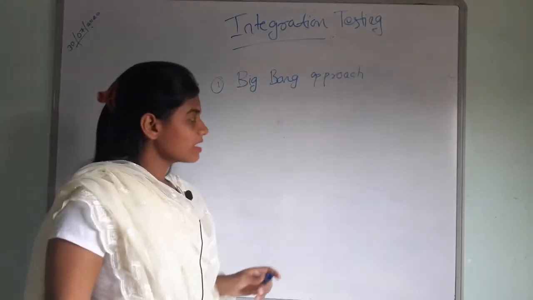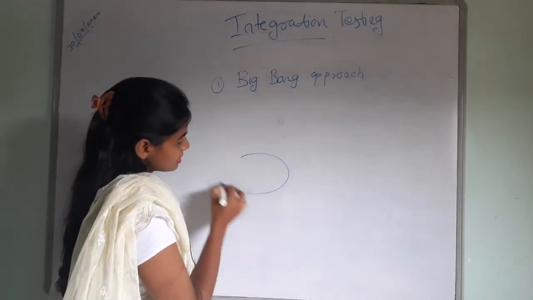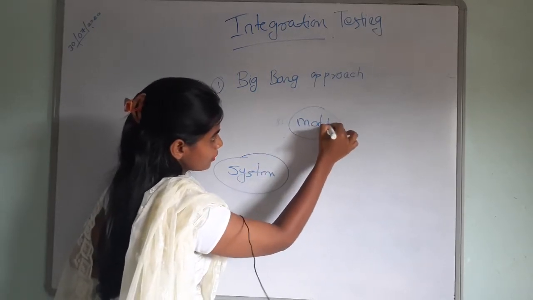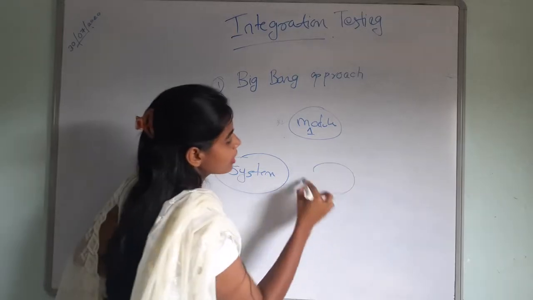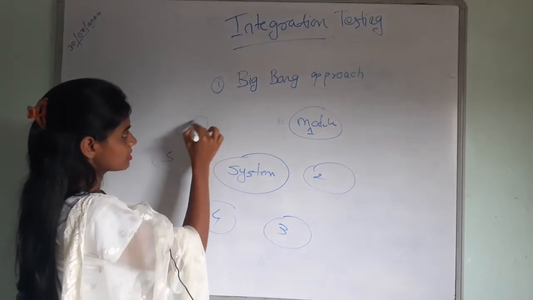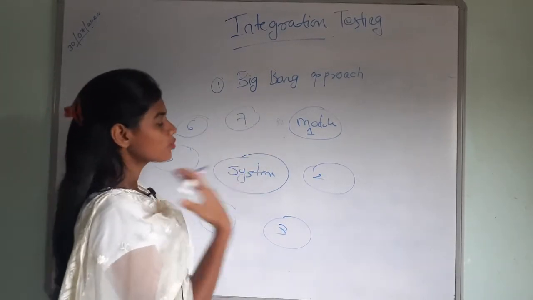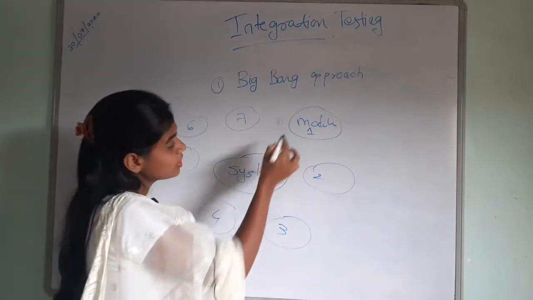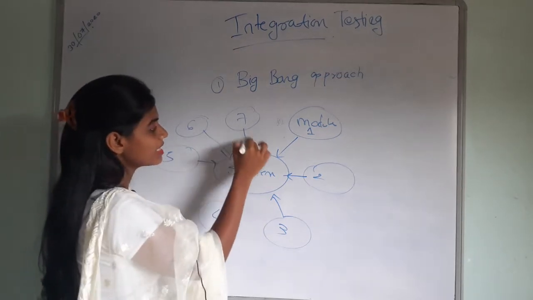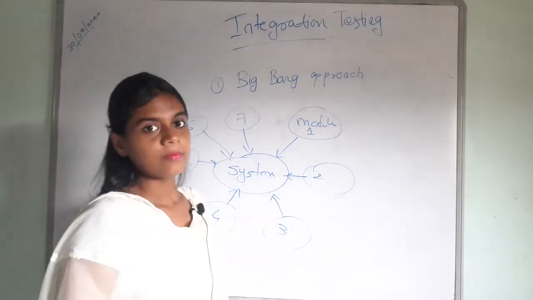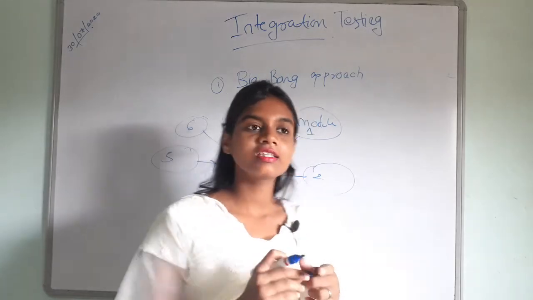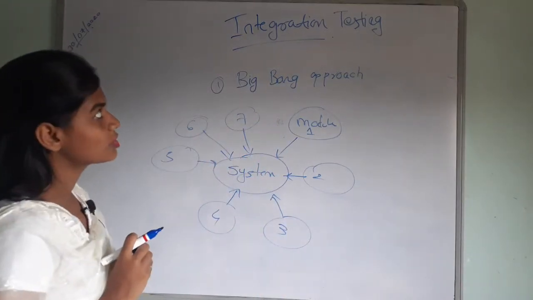In the Big Bang approach, in the system, suppose there are modules from 1 to 7, however many you want to take. All these modules are integrated at once. They get combined at once and then they do the integration, meaning once all the modules in the system are combined, they do the integration testing. This is the Big Bang approach of integration testing.